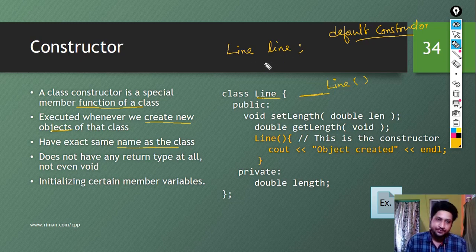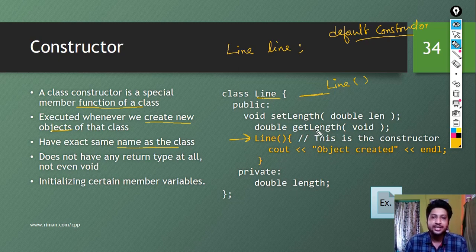This function will be called automatically whenever we are creating an object. So we can use this facility to initialize our objects. Just check this example. Here this is our constructor, and this is called the default constructor. That means a constructor without any argument, and it actually does nothing.